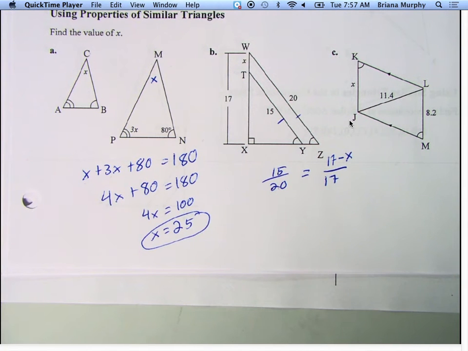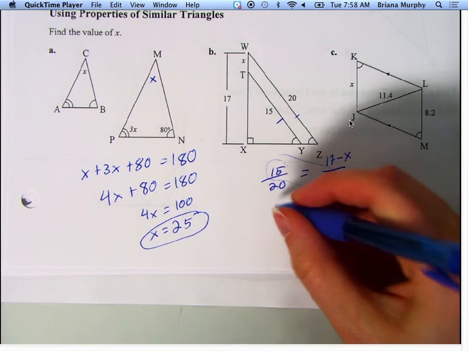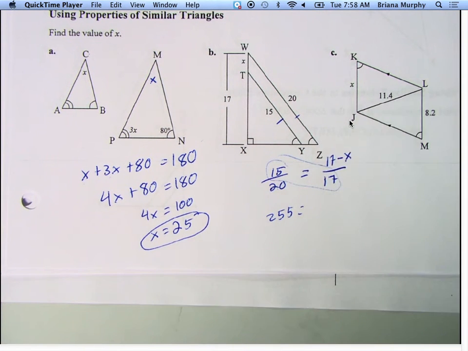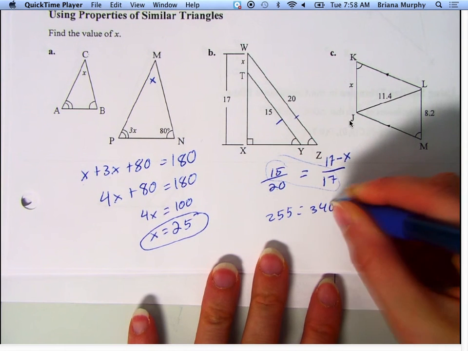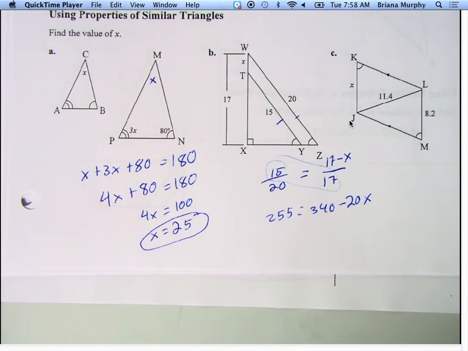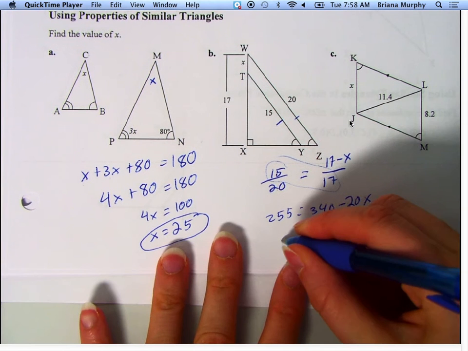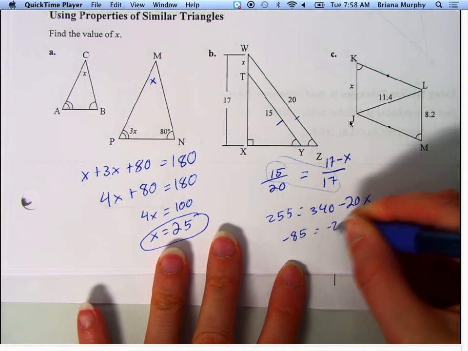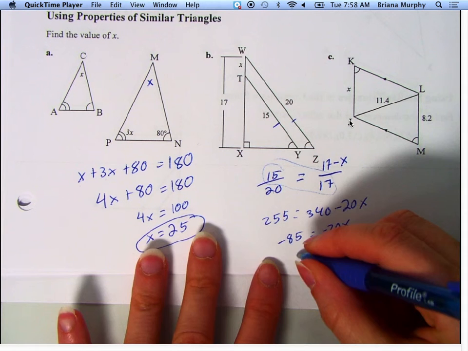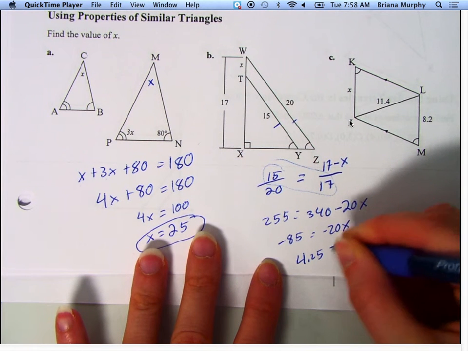Now I'm going to cross multiply. 15 times 17 gives me 255. Now remember, we have to distribute my 20, so 20 times 17 is 340. 20 times negative x is negative 20x. Now I'm going to subtract 340 from both sides, and I'm going to get negative 85 equals negative 20x. I'm going to divide by negative 20, and I get 4.25 equals x.